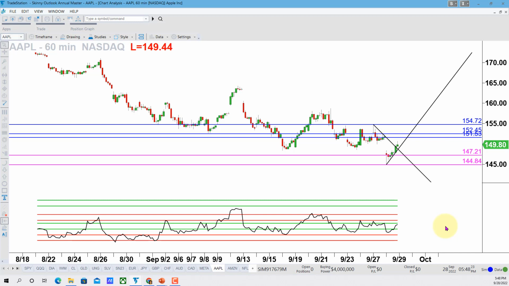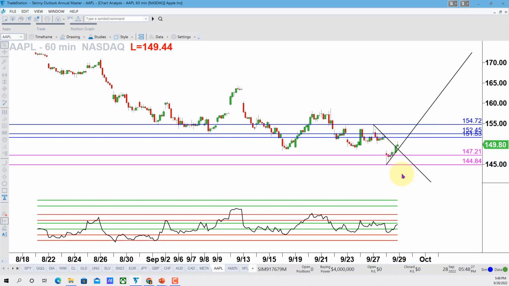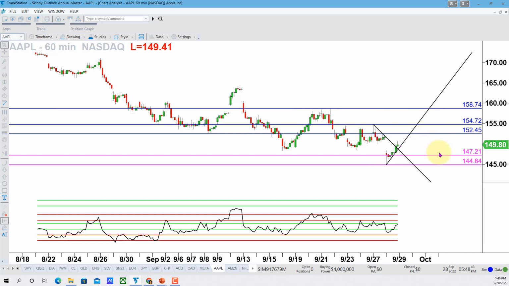So what this tells me is that there might be more room for this recovery higher to extend. I still have these same resistance levels here in the 60-minute chart. And now I'm going to add one more. Because if we get above 154.72, and that's looking a lot more important than these other shorter term levels, so I'm going to remove 151.53.